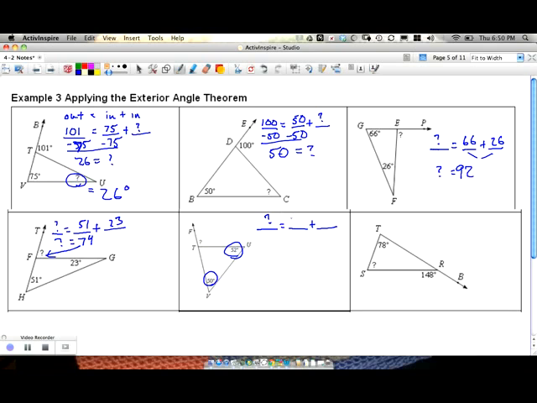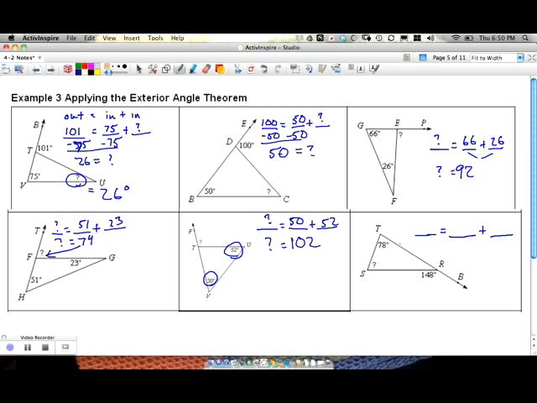Okay, the next one. We're looking at these three pieces. I want you guys to try this one as well. I'm going to count to 20 in my head. Let's see if you can get it. Wow, that took a long time. Hopefully you guys got it by now.